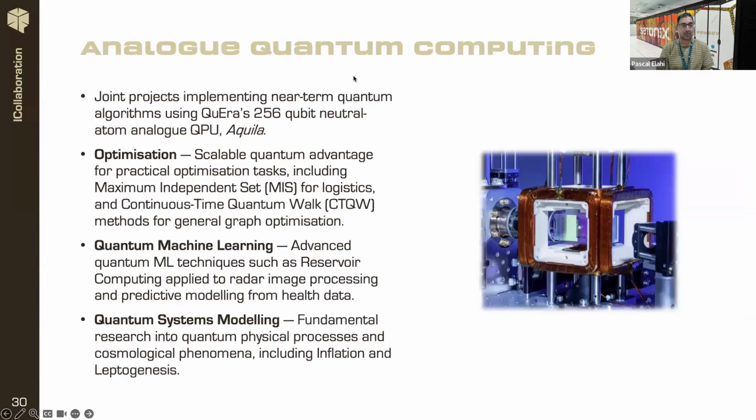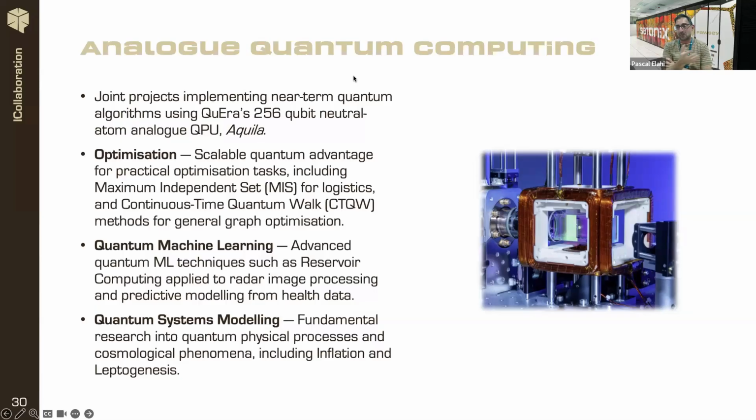We'll mention some more details about projects, and I'm happy to take questions down the line about the specifics of these. These projects have been focused on using the analog QPU, Aquila, looking at optimization, where we're using different algorithms to explore optimization, and quantum machine learning. We actually have a student leading this, looking at quantum reservoir computing and predicting health outcomes, looking at health data, but also detection and classification of radar imaging data, and also a project on the modeling of quantum systems. So we've tried to sample almost everything. The only thing that is not sampled here is chemistry.